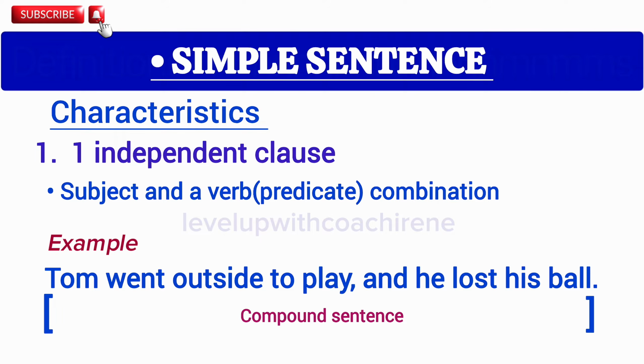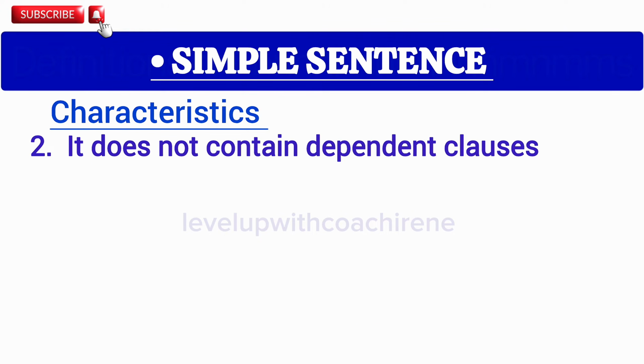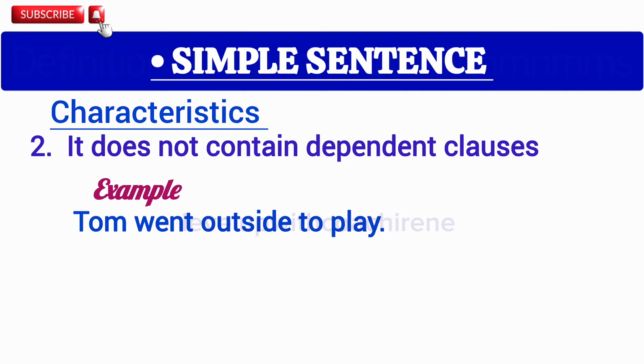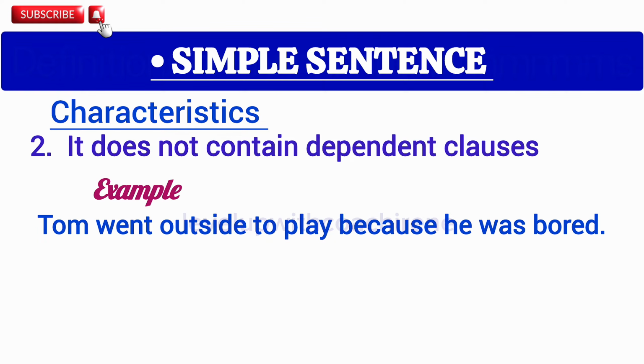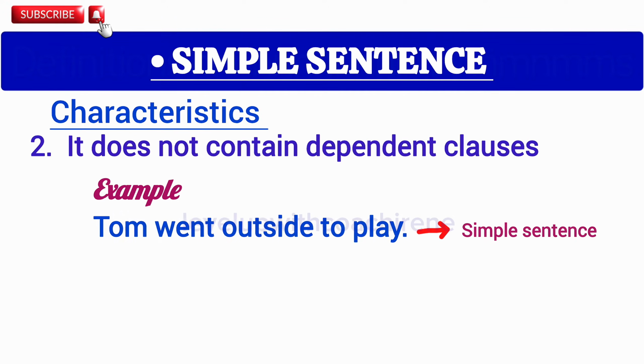Let us look at another characteristic. Number two, a simple sentence does not contain dependent clauses. Let us look at the initial example. Tom went outside to play is a simple sentence. However, if you say Tom went outside to play because he was bored, because he was bored is a dependent clause, and so this will no longer be a simple sentence. Therefore, in order to make a simple sentence, you do not need a dependent clause.